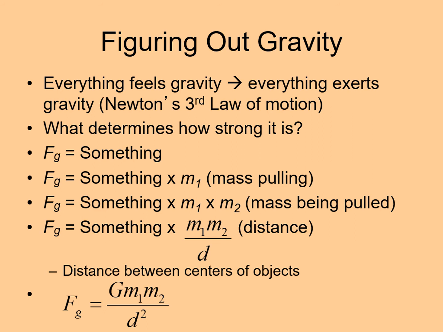Secondly, we need to put something in there to get the units right. We've got force units on one side of the equation, and we've got mass squared divided by distance squared on the other side. They need to match up. So we put in something called the gravitational constant, capital G. We'll look at this more closely on the next slide. That's Newton's universal law of gravity. The force of gravity between any 2 bodies depends on both of their masses and the distance between them squared.